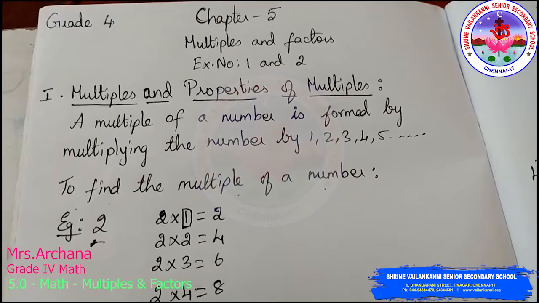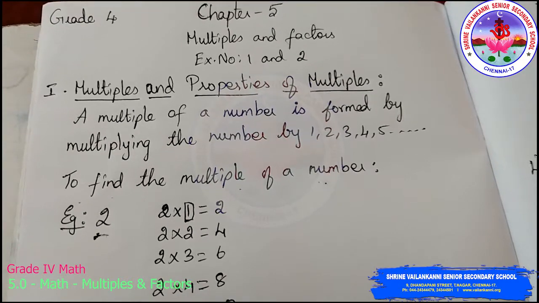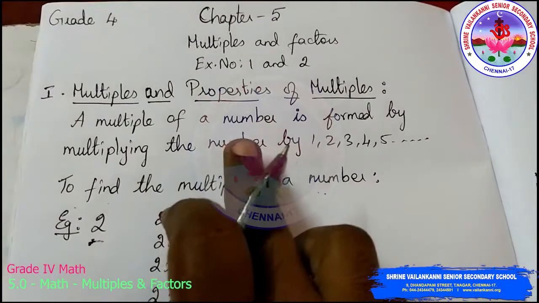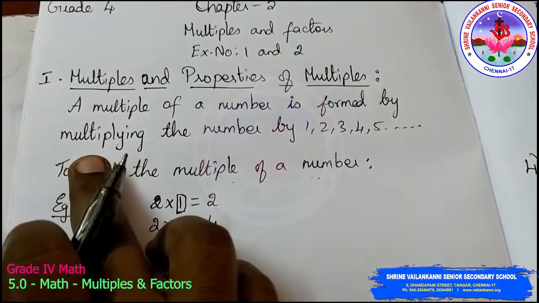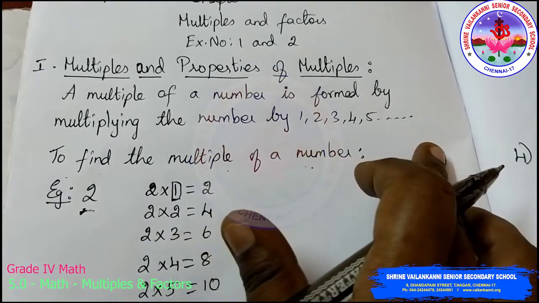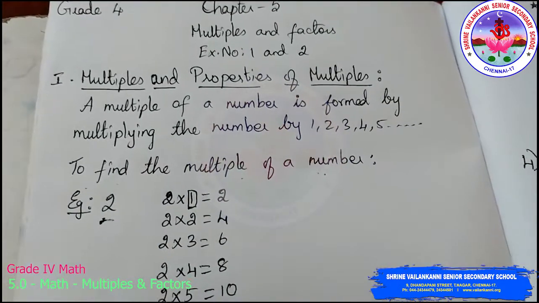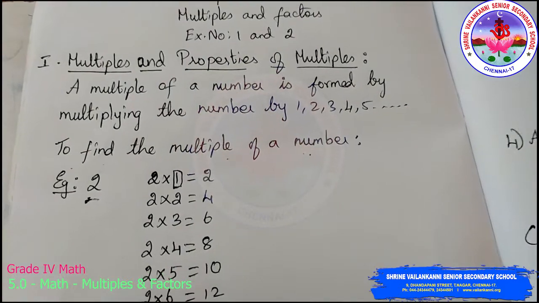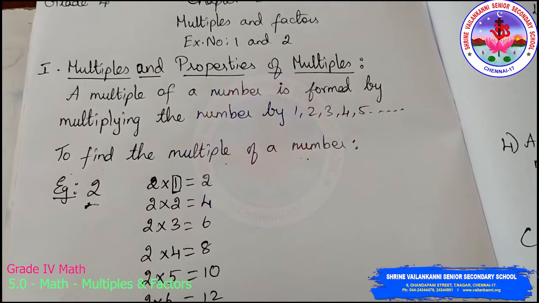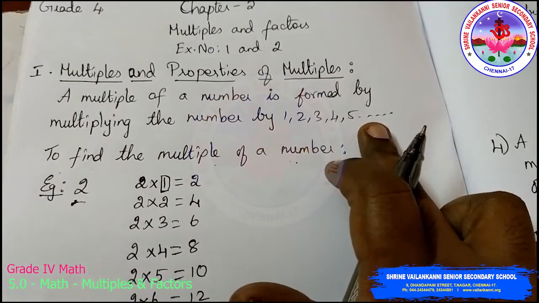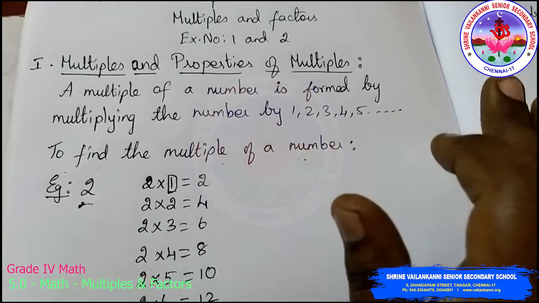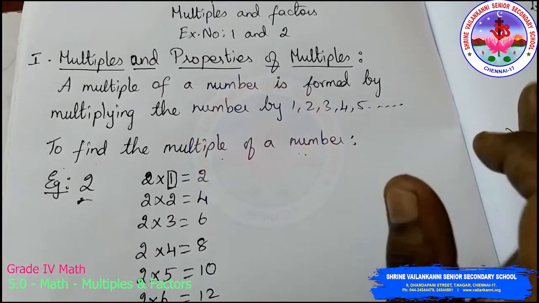So with the topic of multiples and properties of multiples, first we will see what a multiple is. A multiple of a number is formed by multiplying the number by 1, 2, 3, 4, 5, and it keeps on continuing till 100, 1000, 2000 and even beyond, so you can find uncountable multiples. That is why I have written dots here. It will never end. We can find uncountable multiples for any number.